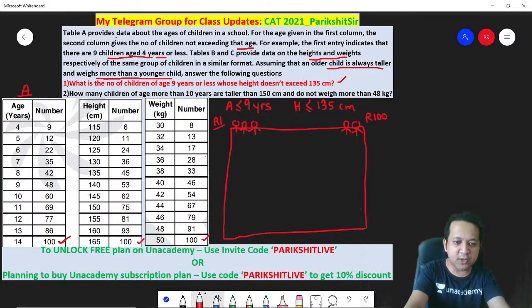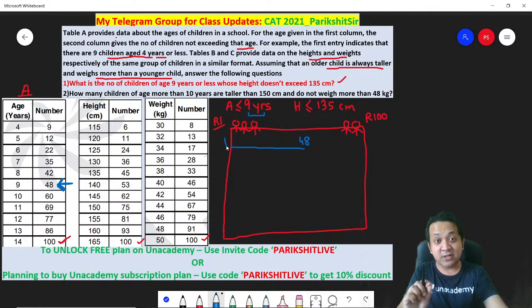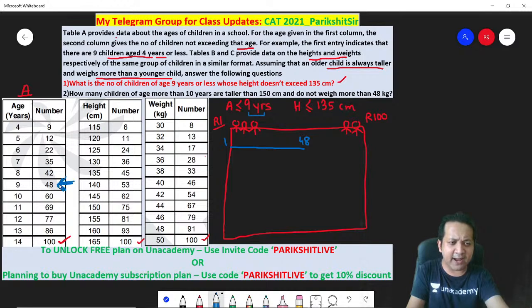So first condition is, age should be less than or equal to 9 years. How many children have age less than or equal to 9 years? Have a look. 48 children. So can I say roll number 1 to roll number 48 have age less than 9? Why 1 to 48? Remember, total 48 children have age less than 9 years. Fine? Up till here is fine.